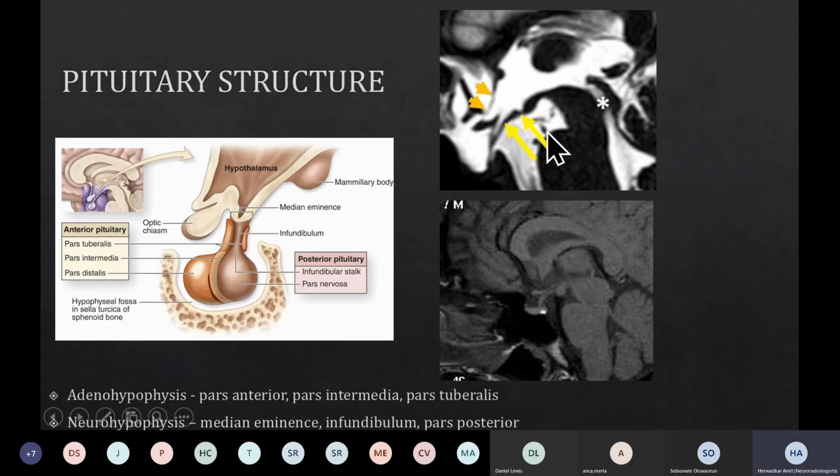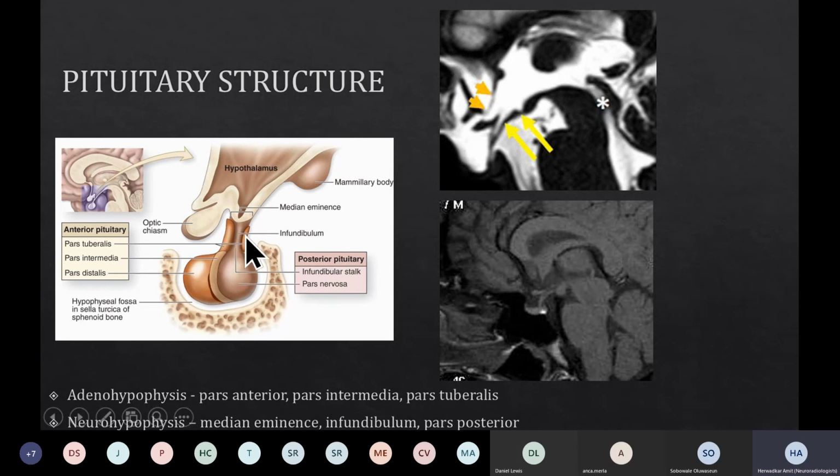And again, in slightly more detail, the anterior lobe of the pituitary gland, if you can concentrate on this diagram over here, is also called the adenohypophysis, as compared to the posterior lobe, which is the neurohypophysis. So the anterior lobe of the pituitary gland is composed of three portions.